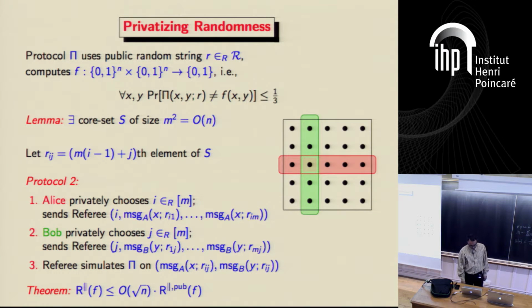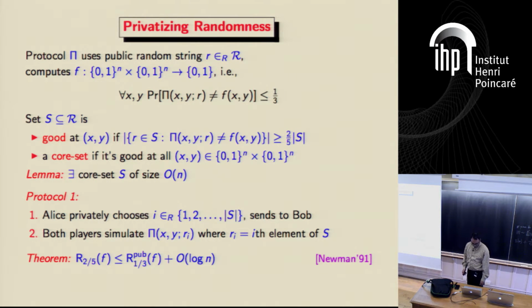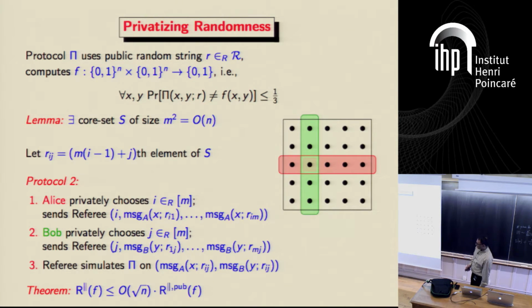The theorem it gives you is that the randomized simultaneous complexity of any function f is at most square root n times its public coin simultaneous complexity. So in other words, let's compare the two theorems we have. If you don't insist on simultaneity, then converting public coin to private coin adds log n to your complexity. But in the simultaneous case, it multiplies your public coin complexity by root n.